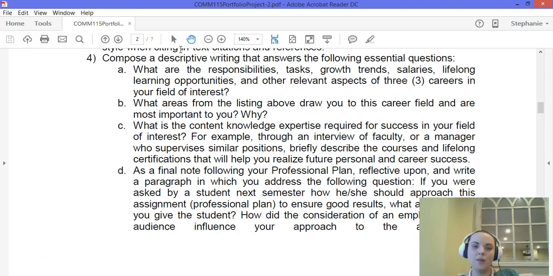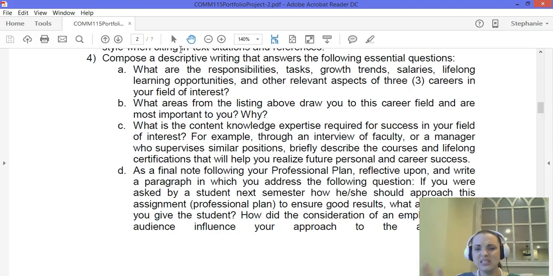So for all those different 3 careers, you're going to want to talk about the responsibilities you'll have as an employee working as a medical billing and coding individual, what tasks you'll have to perform or complete every day, what growth trends research shows would be in that field. I mean, is this a field that's going to continue to grow over the next few years or decades or whatever? What kind of salary you could expect out of these 3 careers. If you work for a hospital, how much is the average salary for a medical billing and coding person? If you work for a private doctor's office, what's the salary? If you work for a private company working from home, what's the salary?